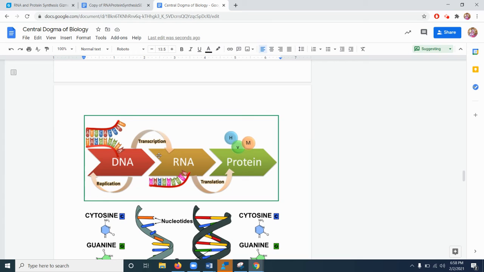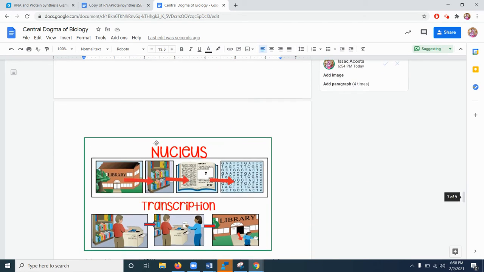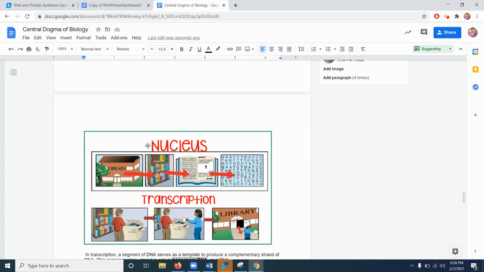All right. So these are the steps: transcription, and transcription is basically, you can think of this analogy, this understanding. And I found this picture, which is really cool. So imagine that you go to the library, you get a textbook, and you actually have to make a copy of the information in that textbook because you want to take that information to somewhere else. That's what transcription is, and that's exactly what occurs in the nucleus of a cell.